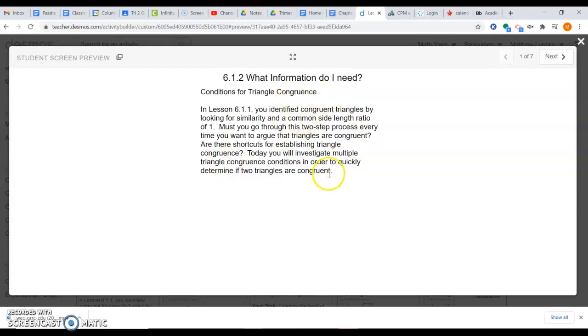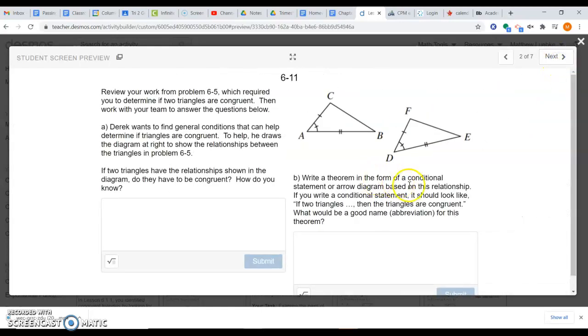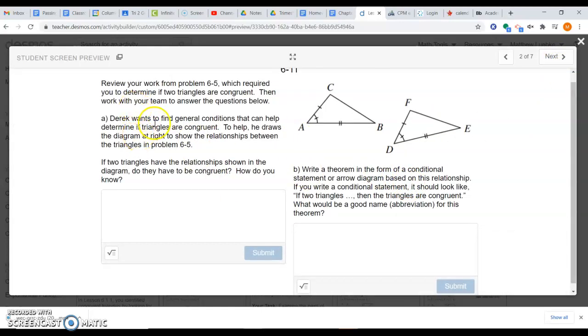Are they different from the ones we saw for similarity? Are they the same? Are some the same, some different, and how many total do we have? Okay, so we're going to go through it and try to figure out which ones we have. So here, we're going to start by, again, Derek wants to find general conditions that help us determine if triangles are congruent. To help, he draws the situation to the right, what we see right here. And it says if two triangles have this relationship shown to the right, how do we know they are congruent?